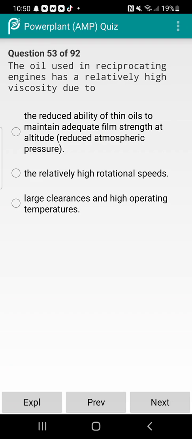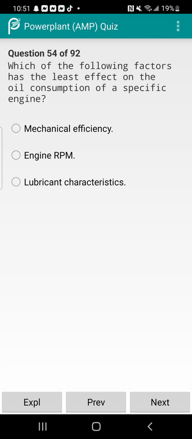The oil used in reciprocating engines has a relatively high viscosity due to large clearances and high operating temperatures.